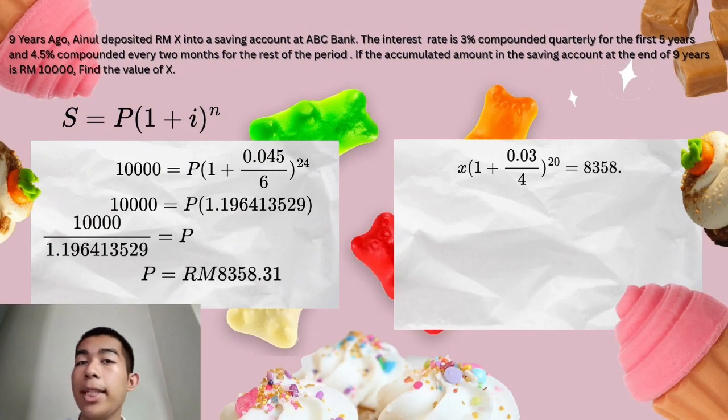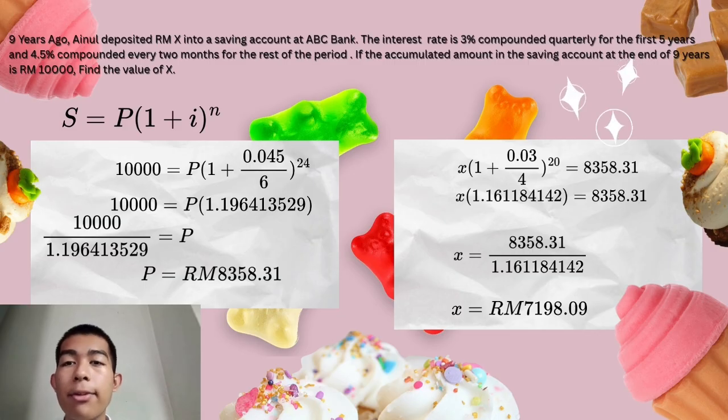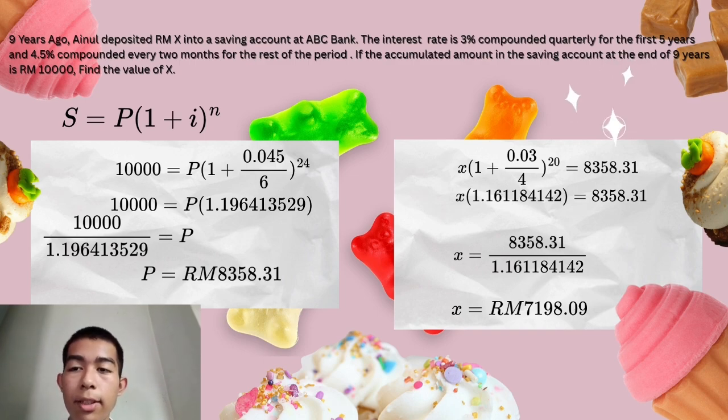Hi, it's me again, and now I will summarize and explain the answer for question 2. The question needs us to find the original principal in the first 5 years. The future value has also been provided, that is RM 10,000. The formula for this question is the same as question 1, that is the future value formula, S equal to P in brackets 1 plus i, closing bracket power of n.